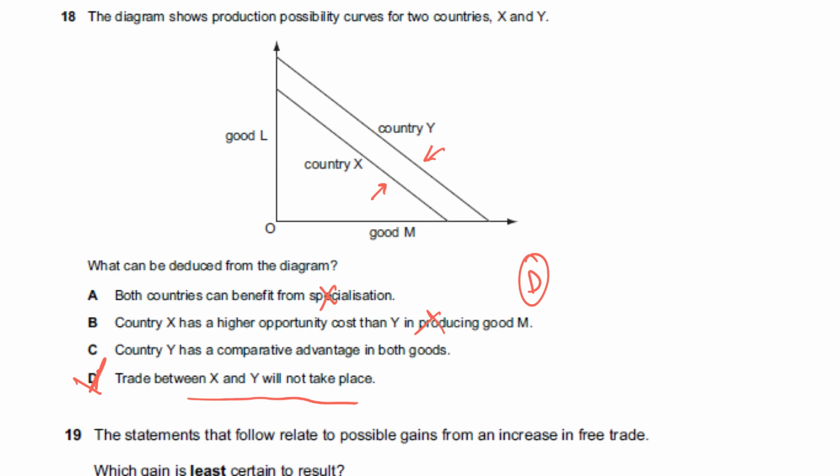Country Y has a comparative advantage in both goods. No, country Y actually has an absolute advantage in both goods. Absolute means country Y is making more of both goods as compared to country X. So that's why for this question, the right answer is D, which says that trade between X and Y will not take place.